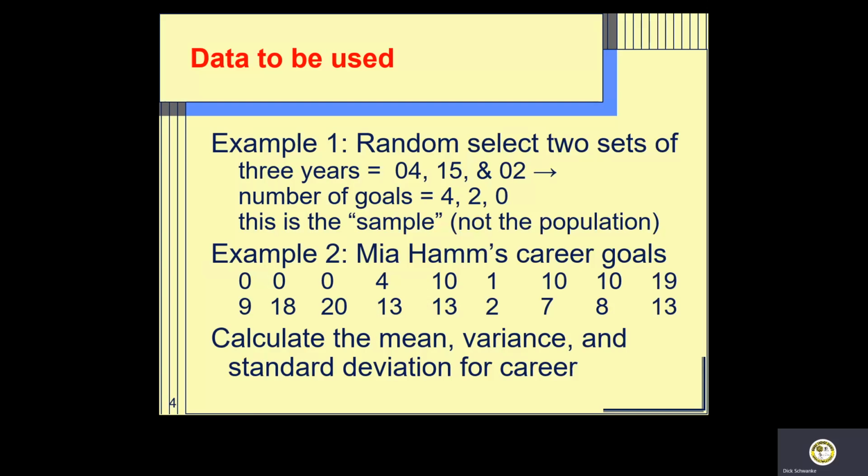The data we want to use for this first example is a random set of 3 numbers, and we're going to use one of the greatest American women's soccer players, Mia Hamm, who, along with Abby Wambach, would be 1 and 2 or 2 and 1 in U.S. history.